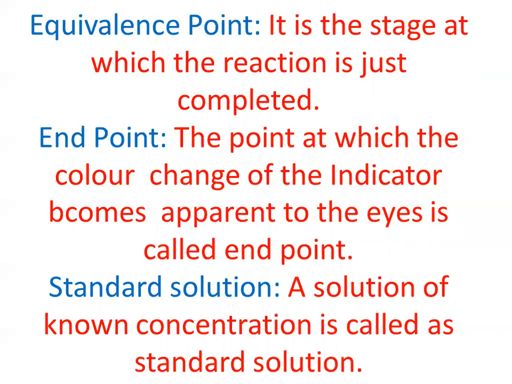Next is the standard solution. What is a standard solution? I told you earlier also. A solution of known concentration is called a standard solution. Just 2 minutes back, I told you 0.1 M HCl. HCl 0.1 M means its concentration is known to us. It is a decimolar solution of HCl. 0.1 means 1 by 10. So 1 by 10 means decimolar solution of HCl.